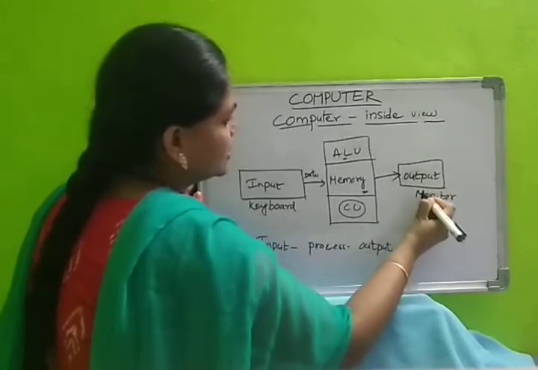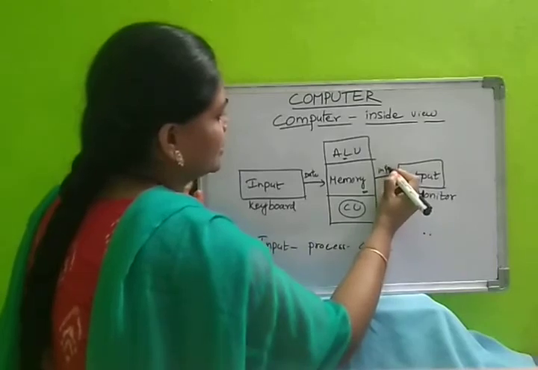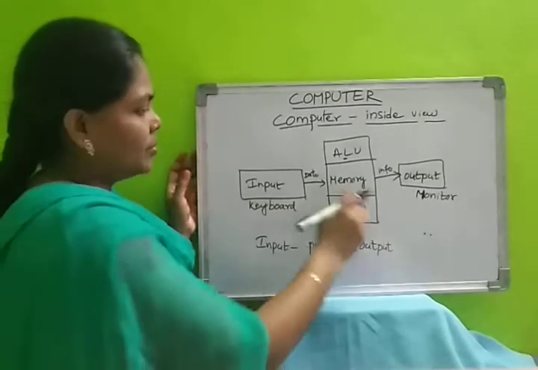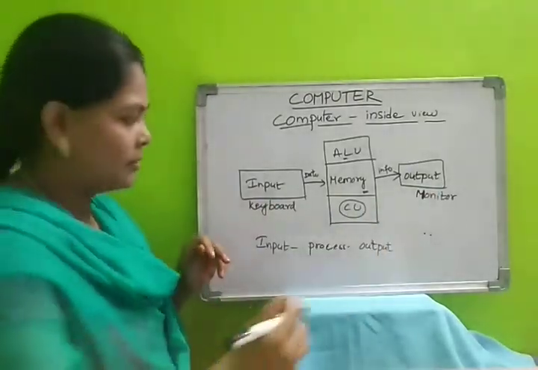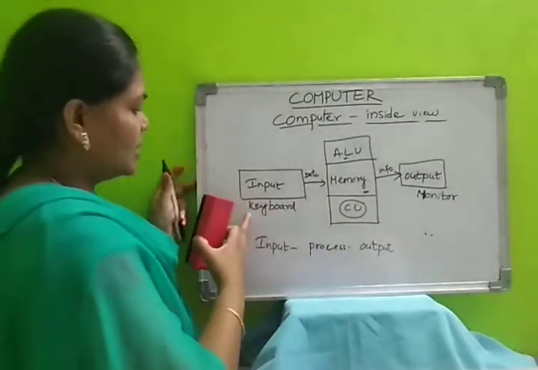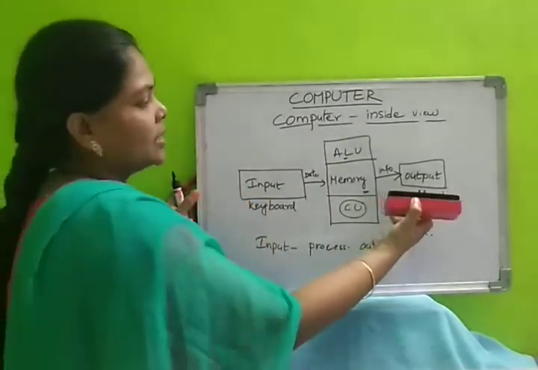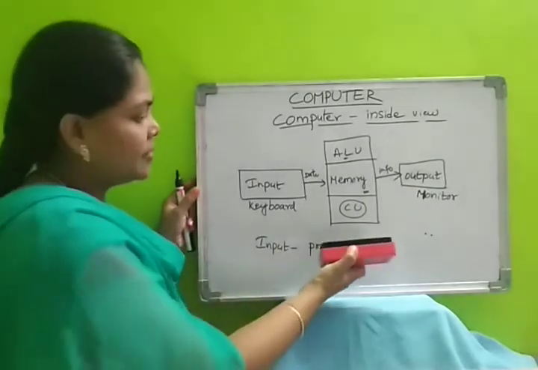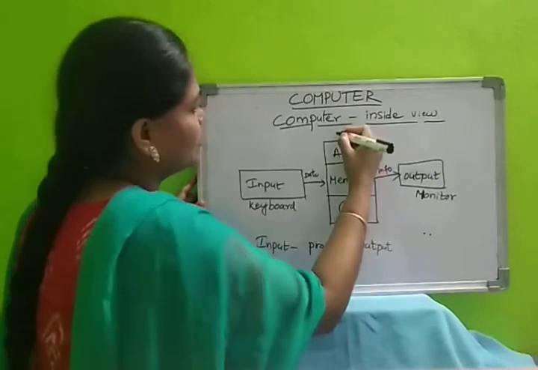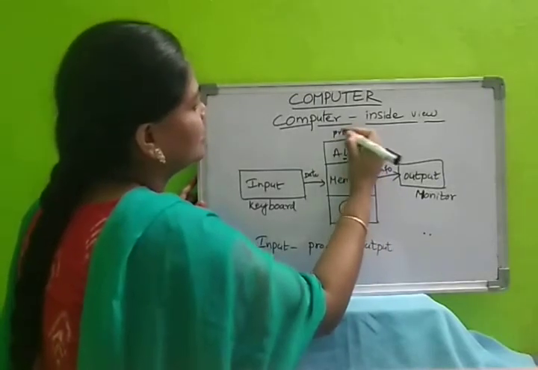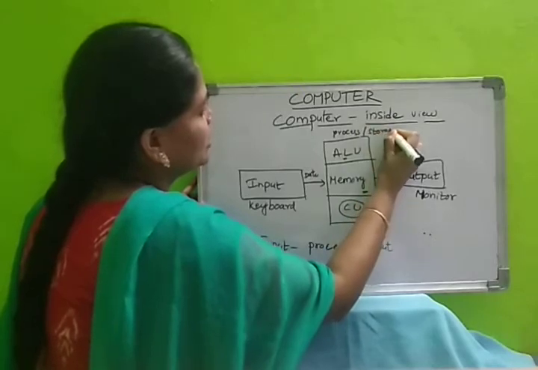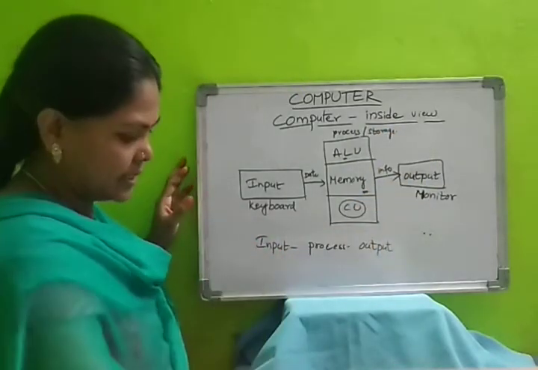How does it work inside? What is the inside view of computer and what is the input, process, output cycle? So now we will learn about the different input devices, the different output devices and the different storage devices. Here the process and storage will be done. See here, the process and storage. Okay, this we have learned in last class.